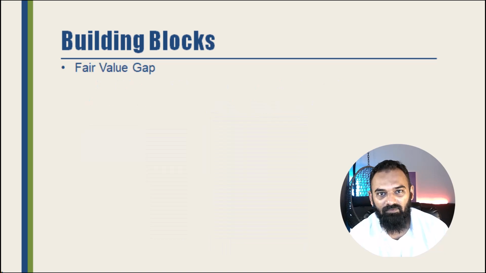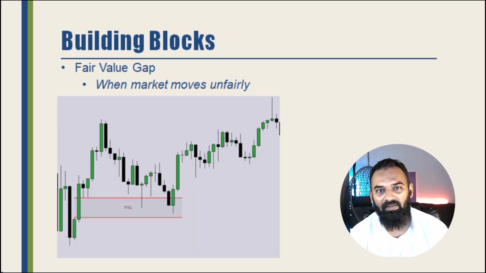The fourth element is the fair value gap, or FVG. A fair value gap forms when there is an imbalance between buyers and sellers. It shows up as a gap between the high of one candle and the low of the third candle. Price often returns to this zone to balance the market, and it often serves as a great entry point.